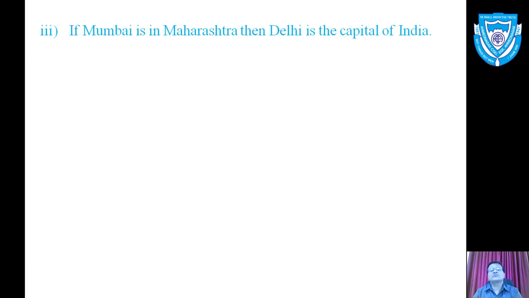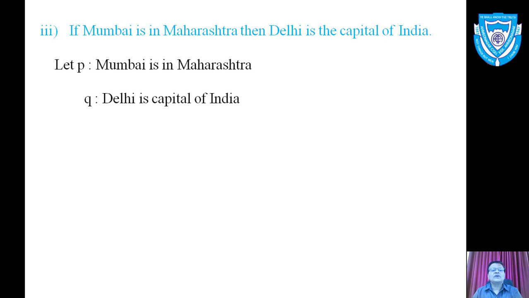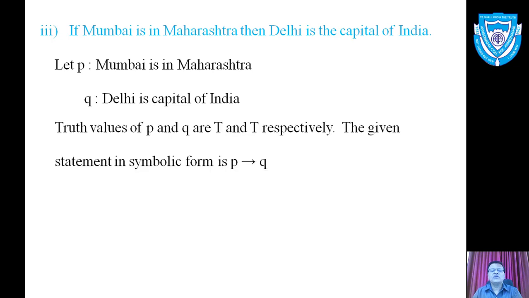If Mumbai is in Maharashtra, then Delhi is the capital of India. Let us express this in symbolic form. It is implication. So it is written in symbolic form as P implies Q. And we know the rule says P implies Q is true if whenever P is true, Q should be true. Here P is true and Q is also true. Antecedent is true, Mumbai is in Maharashtra. Consequent, Delhi is capital of India, that is also true. Therefore, this compound statement is true.